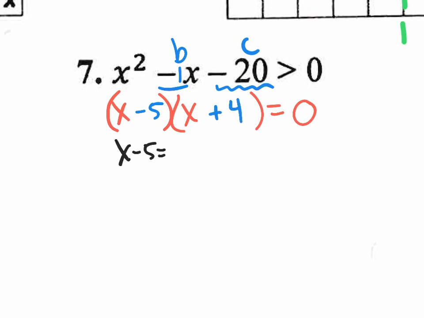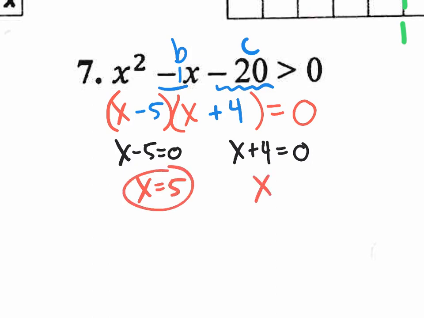X minus 5 equals 0. X plus 4 equals 0. Solve both of them. You're going to get one answer of 5 and the other answer of negative 4. I'm not showing my work, but those are the answers. So if it were a regular equation, I would be done right there. But it's not a regular equation.